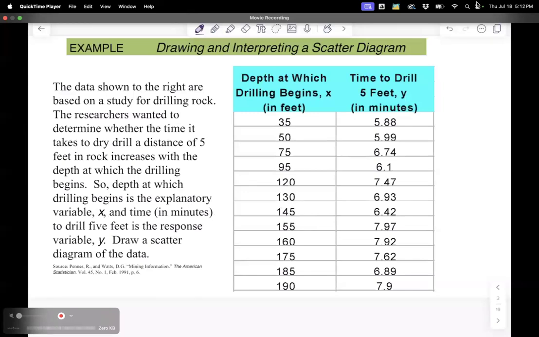So this shows how long it takes to drill 5 feet based on the depth at which you begin drilling. So the thing that's driving the bus is how deep you start drilling, and then that's going to determine how much time it takes to drill 5 feet. You're not drilling 5 feet unless you start drilling. That's kind of how you determine which one's explanatory and which is the response. I couldn't think of the word. So this one right here would be your explanatory, and then this one is your response.